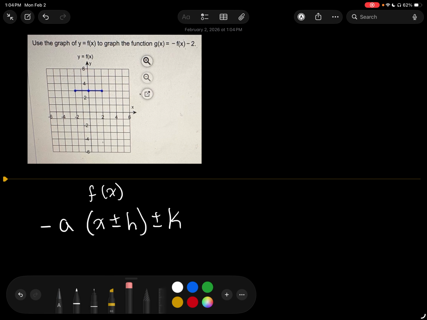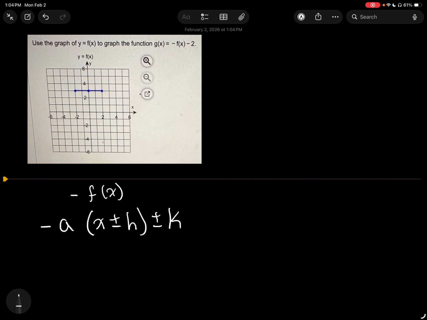The negative in front of that is the outside next to the a. And then the minus 2 is that minus k. So with these transformations, if you have a negative on the outside, it means you reflect your graph over the x-axis, which really just means flip down.